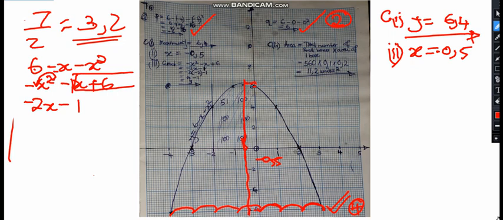Now the question says find the gradient when x is equal to -2. So on x we put -2. Multiply -2 by -1, then -2 times -2 gives 4, minus 1. Then 4 minus 1 is 3.